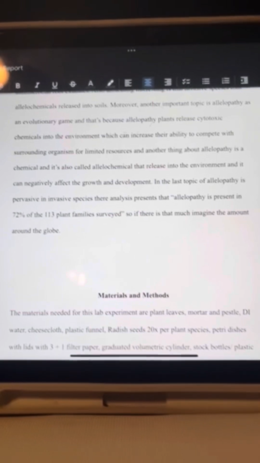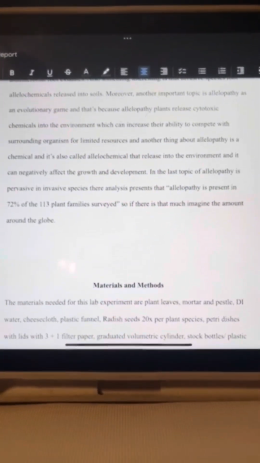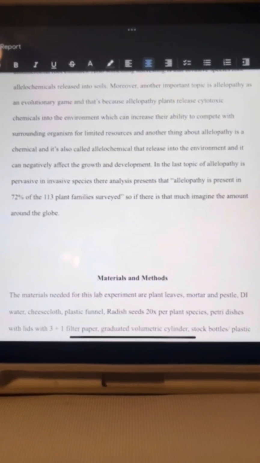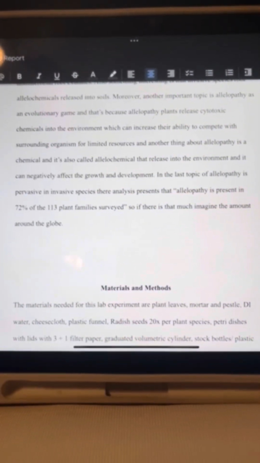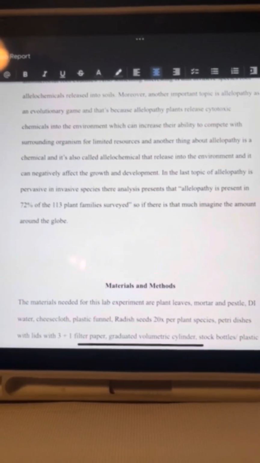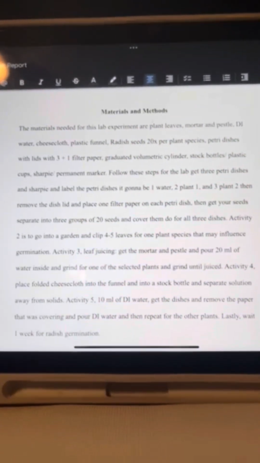Something interesting is that allelopathy is present in 72% of the 113 plant families surveyed. So imagine how many plants it can affect around the world. Then I'm going to be talking about the materials and methods that we used during this lab.